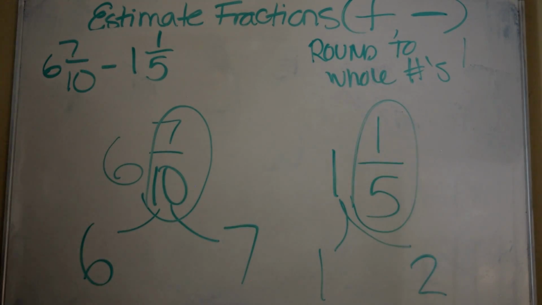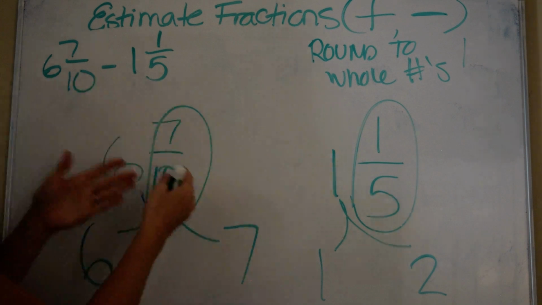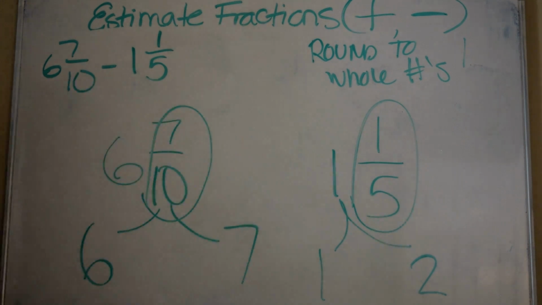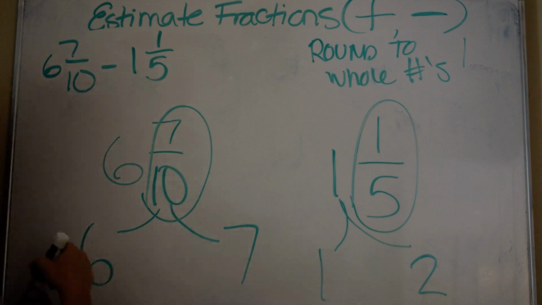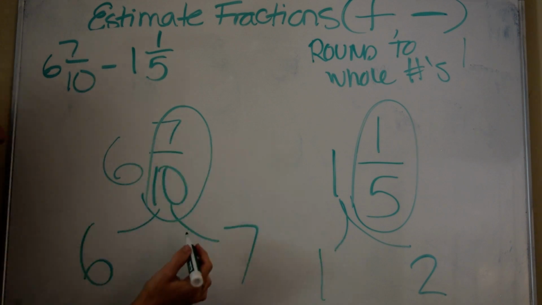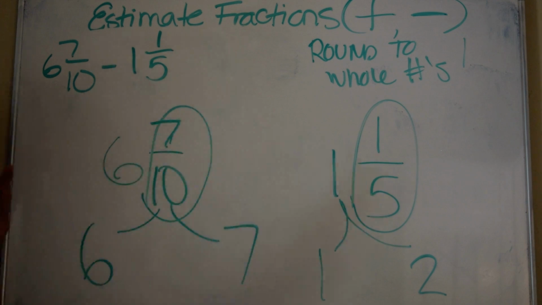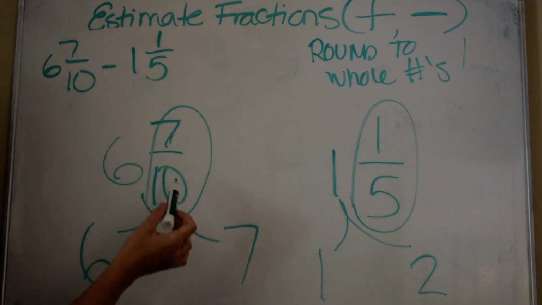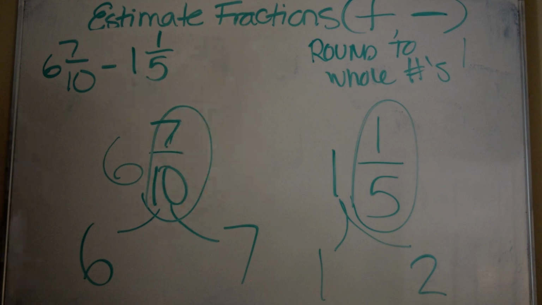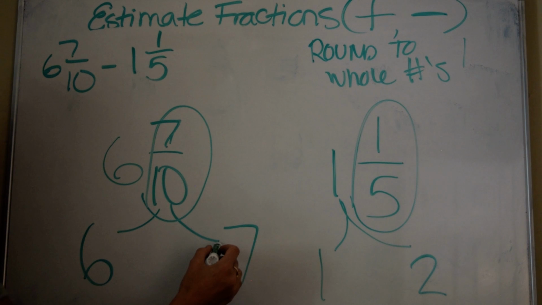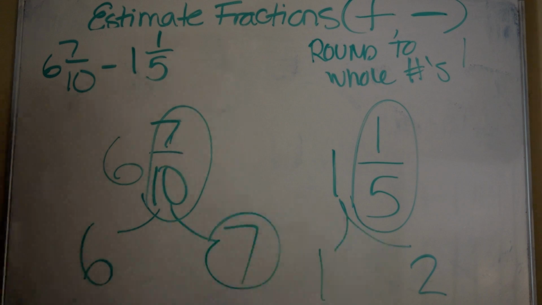I want you to think about it this way, just for this example. If I have 7 out of 10, I'm very close to 10 out of 10, right? What's the difference between 7 and 10? Isn't that only 3 away? Well, what would be the difference between 7 and 0? That would be 7 away. So I know this is going to round up to a 7. Now that's one way to look at it.